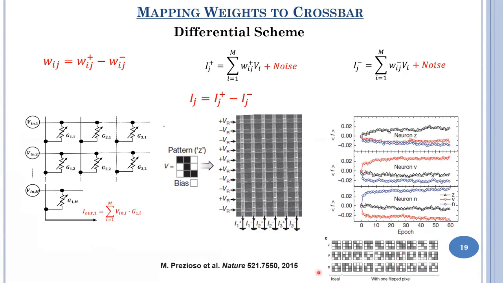And if you present to this network any image from this class of N, what you'll observe is that this I3 plus minus I3 minus is giving you the maximum current, which you can observe here. So this is how you can train your network in software, but perform the inference in hardware on the RM crossbar. And this is how you can map your neural network weights onto your hardware crossbar.